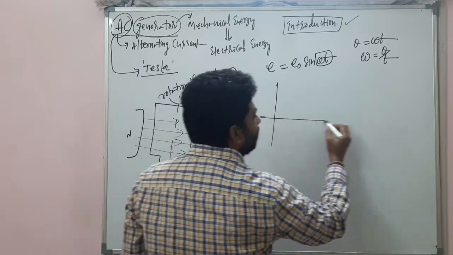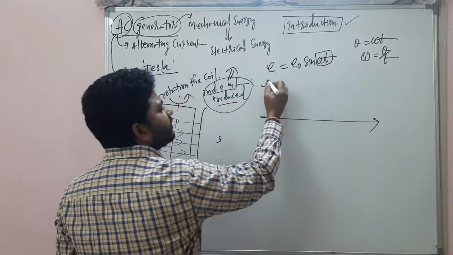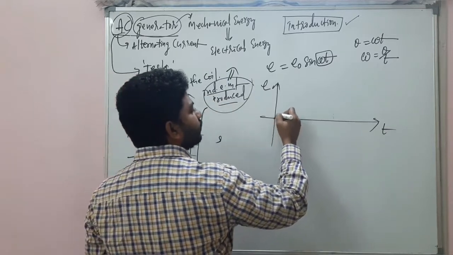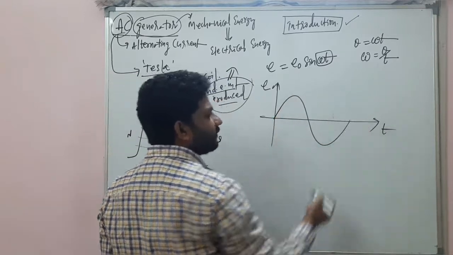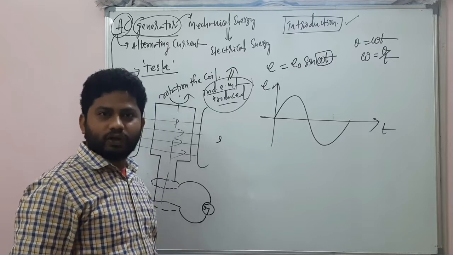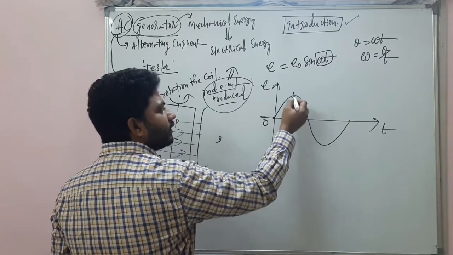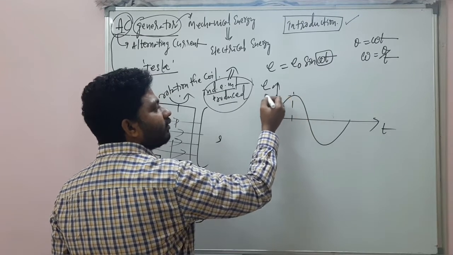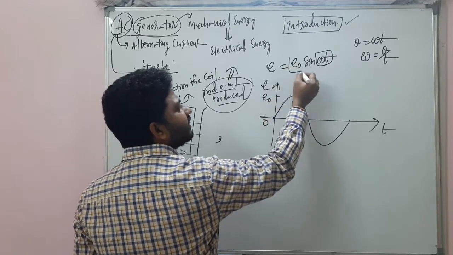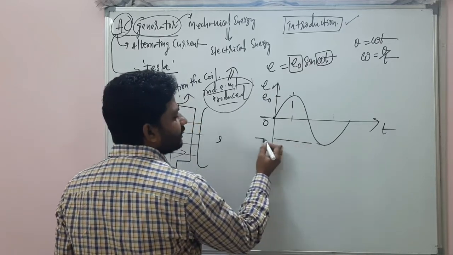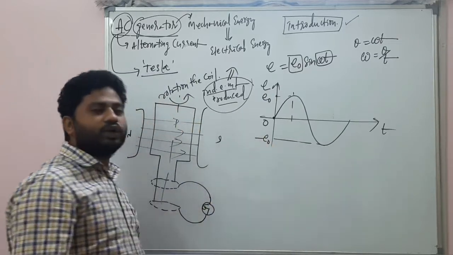Listen, this is the alternating current graph. This is induced EMF and this is time. Alternating current graph here, it looks like this. This is called one complete cycle of alternating current. So this is 0, and here this value is called the peak value, that's called E naught, right? It's a peak value, E naught. And this is another peak in the opposite direction, that's called minus E naught.